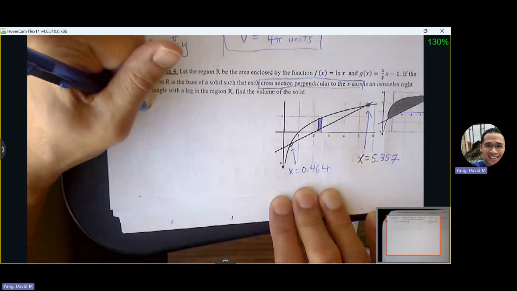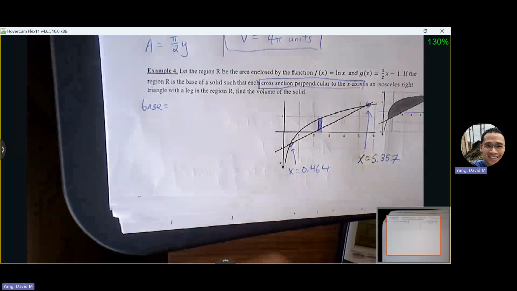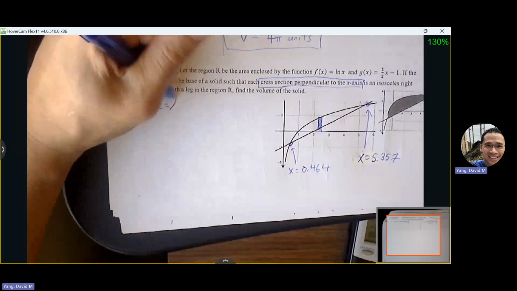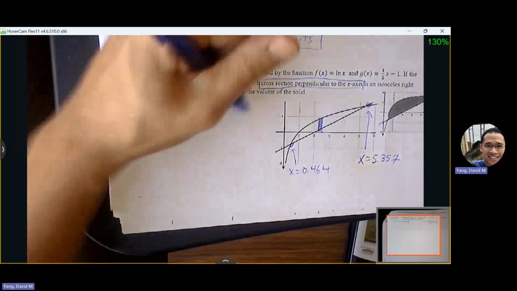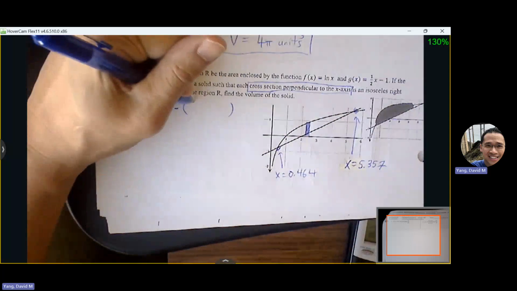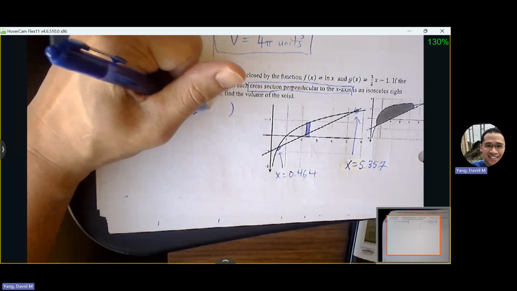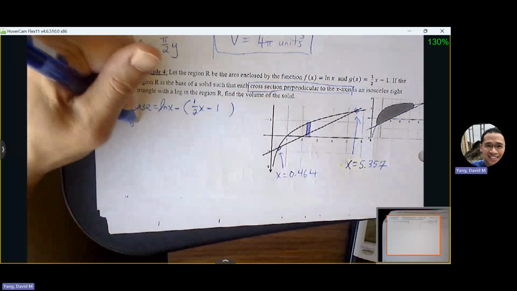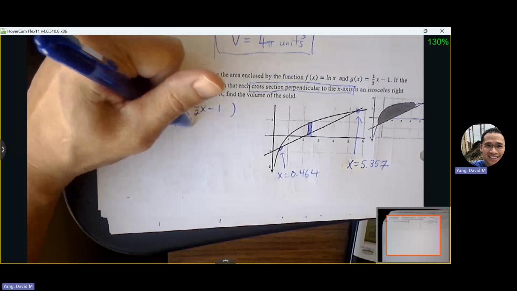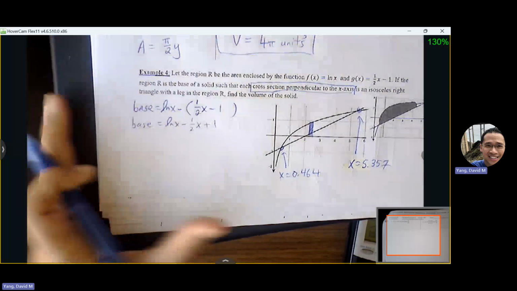We start off with our base. Base is top minus bottom. Top is sitting on the curve, which is that natural log of x, minus this one. We do need a set of parentheses, otherwise we're going to forget to distribute. The bottom is the 1/2 x minus 1, which if I clean this up, will just be natural log of x minus 1/2 x plus 1.